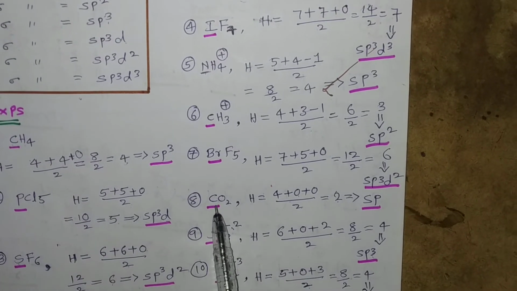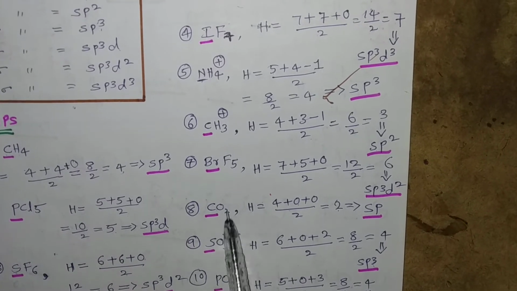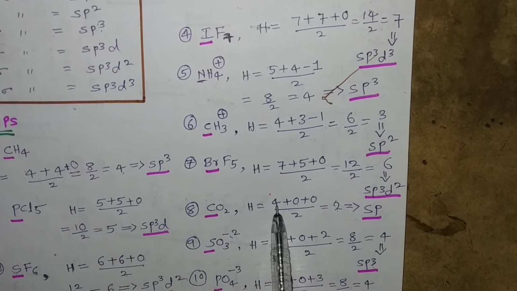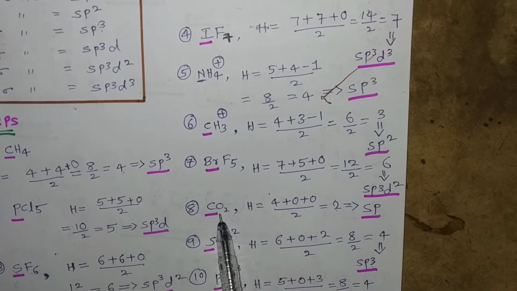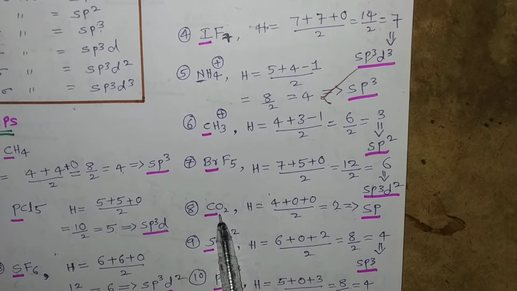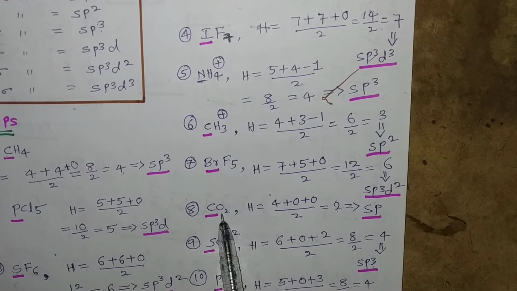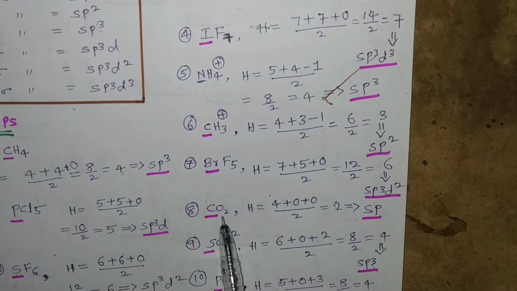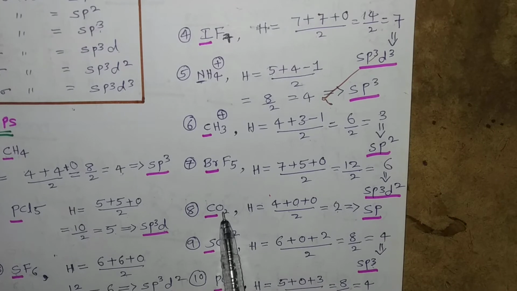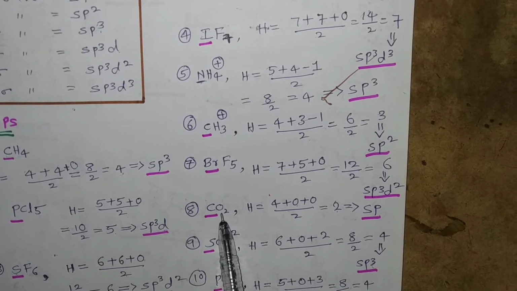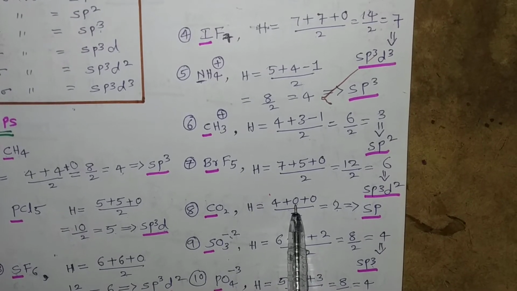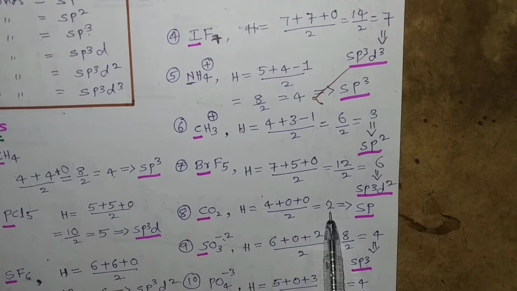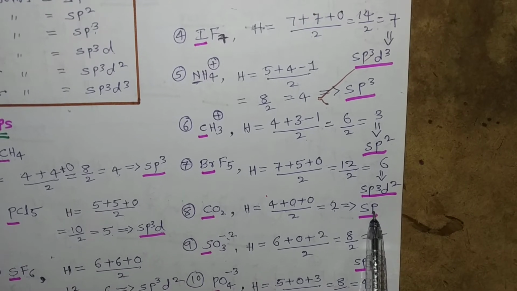Next, carbon dioxide. In carbon dioxide, carbon is the central atom, so it belongs to the 4th group, but oxygen is a divalent atom. The divalent atom is not considered, it is neglected. Only consider monovalent atoms. So this divalent value is taken as 0. And no charge on the molecule, 0 by 2. So total value 2, sp hybridization.